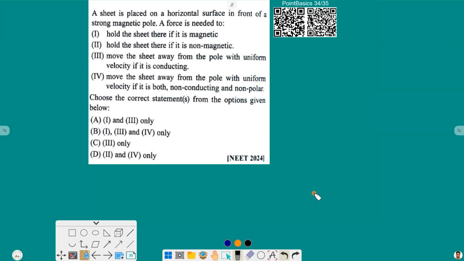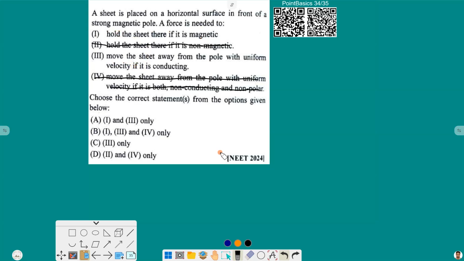And if we have a non-magnetic material, then it will not be affected by the magnetic field. As mentioned, we have a strong magnetic field here, so it will be applicable only on magnetic material. So the second is cancelled out due to non-magnetic, and the fourth is also cancelled out, as again non-magnetic and non-conducting are mentioned. So we are only left with the magnetic material. So 1 will be true and 3 will be true.